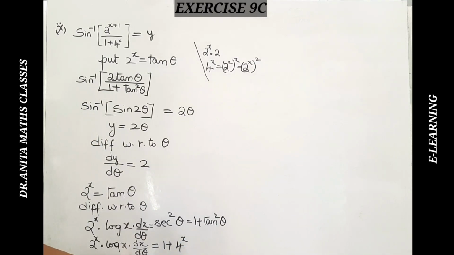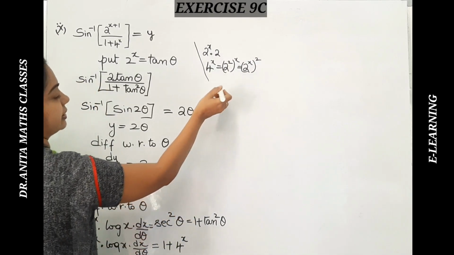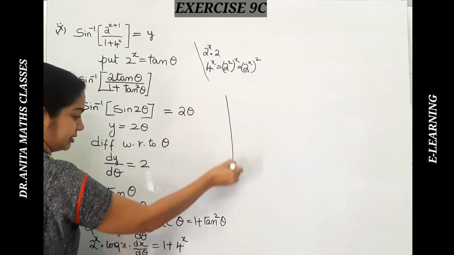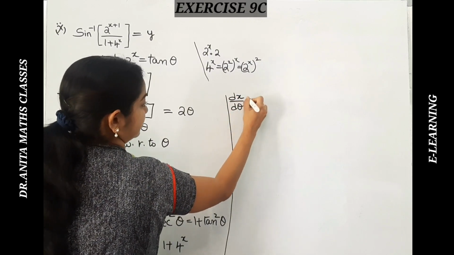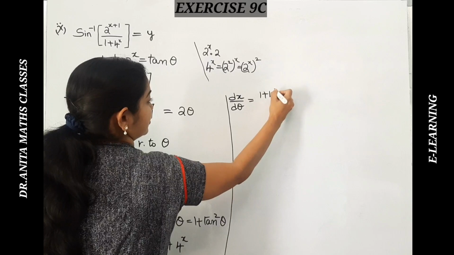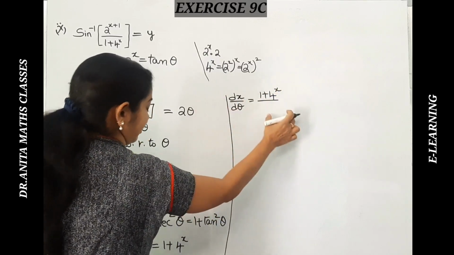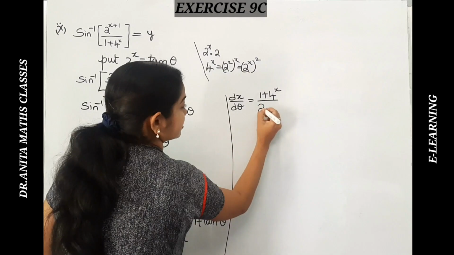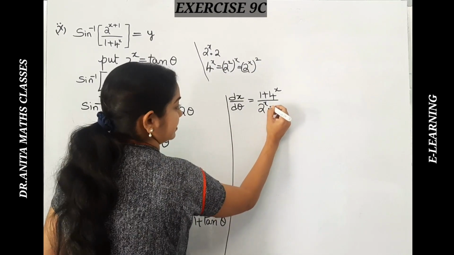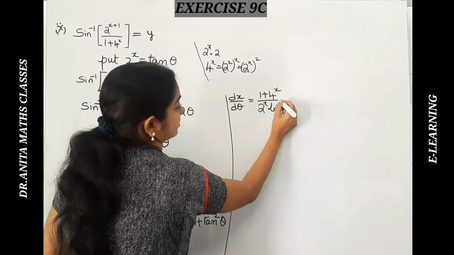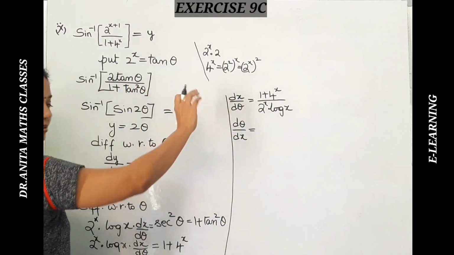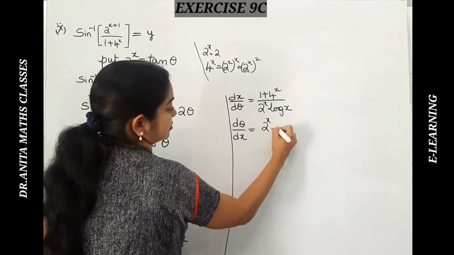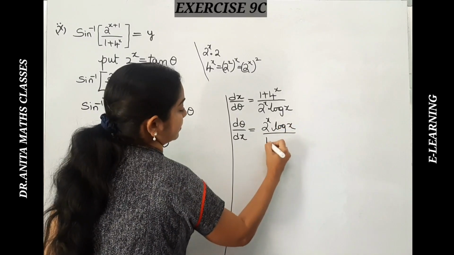And we will be getting this dx by d theta. We'll shift this to the other side. So dx by d theta I want: 1 plus 4 raised to the power of x divided by this part, I am bringing it here, 2 raised to the power of x multiplied by log 2. But we want d theta by dx, so we will flip over, that is finding the reciprocal. That comes to 2 raised to the power of x log 2 divided by 1 plus 4 raised to the power of x.